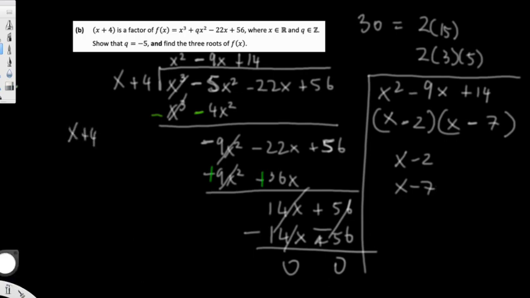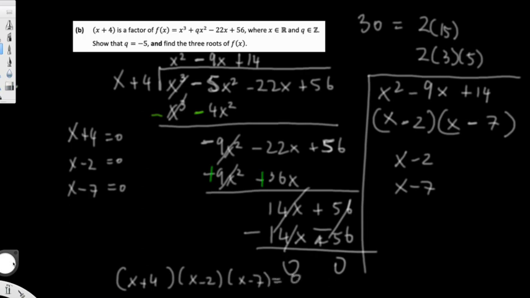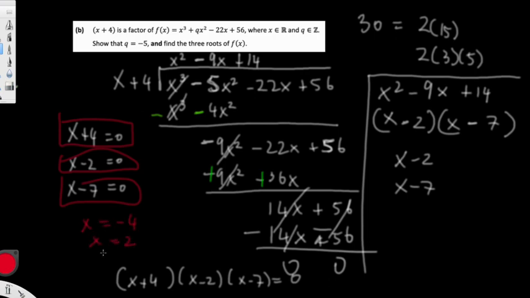So x plus 4 is one factor, x minus 2 is another factor, x minus 7 is another factor, and we set them all equal to 0. We have x plus 4 times x minus 2 times x minus 7 equal to 0, and that's only possible if this is true, which would be a 0 that multiplies by everything else to give us 0, or if this is true, or if this is true here. The first one tells us x is equal to minus 4, the second one x is equal to 2, and x is equal to 7. So this is our answer here. These are the 3 roots.